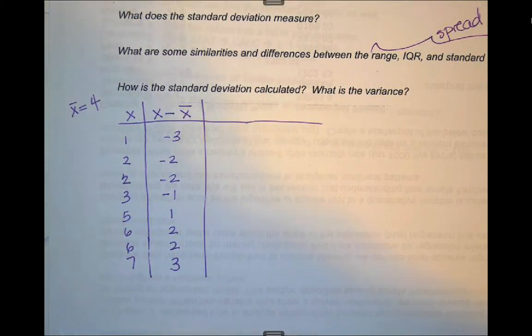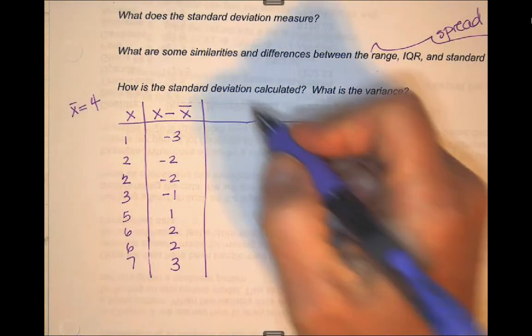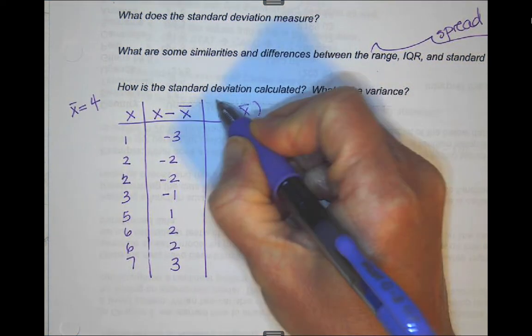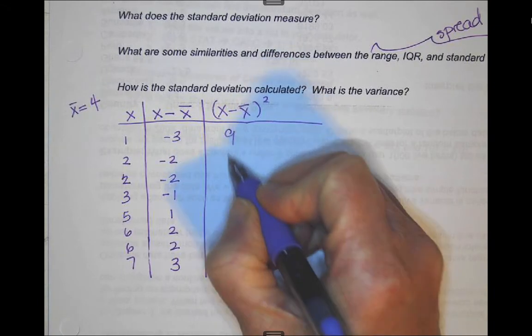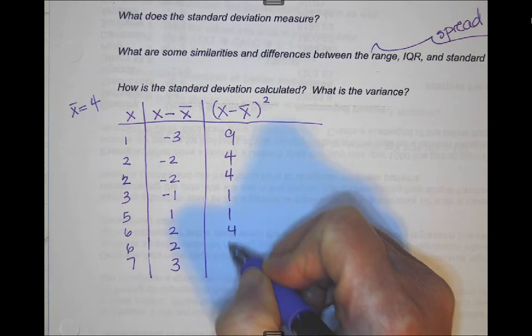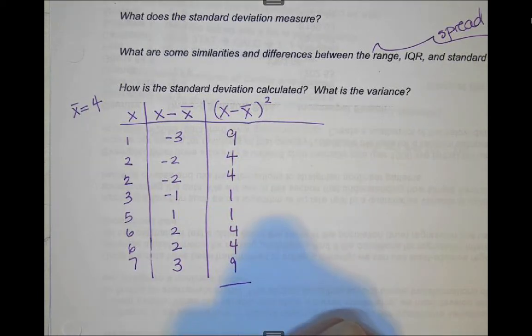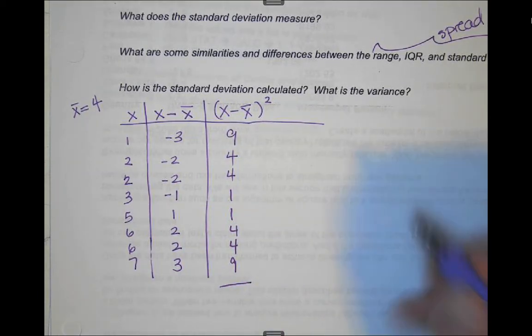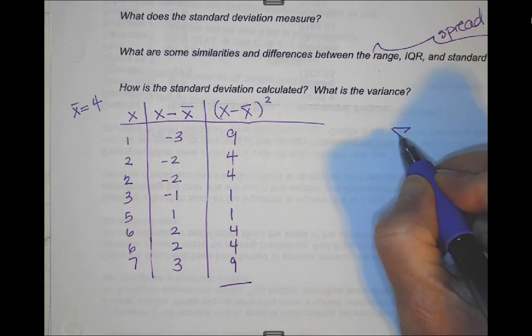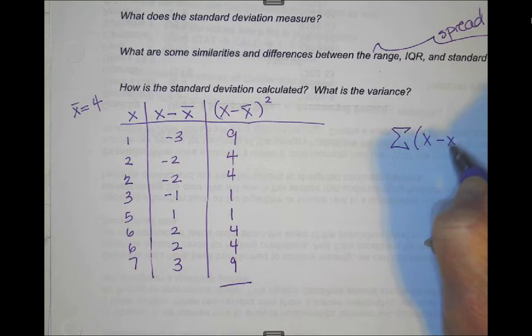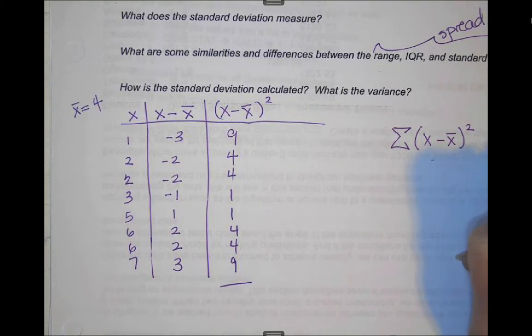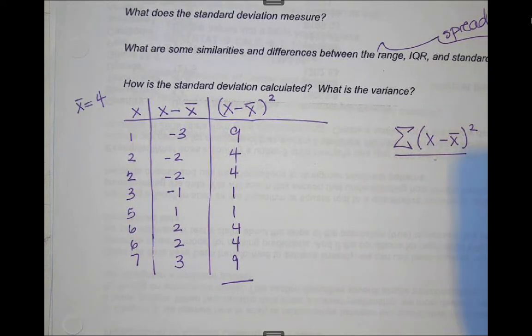So we end up actually squaring everything. When we square things, we get rid of the negative, but also the values that are far away have a little bit more weight in the overall calculation. So I'm going to take these deviations and square them. And now I'm ready to average them. So basically what I do here is I want to take the sum of those squared deviations. The sum of these numbers right here ends up being 36.